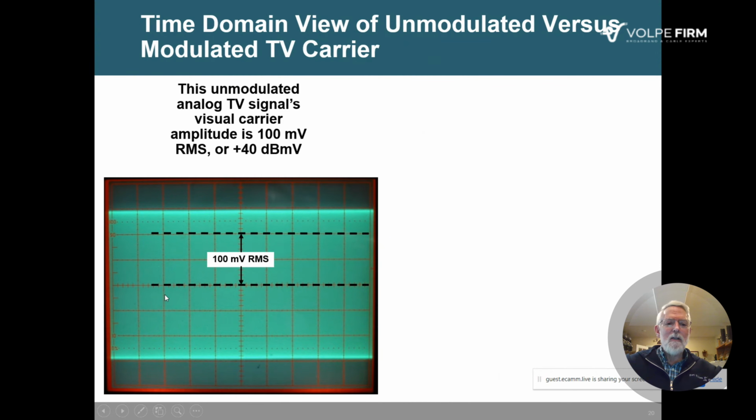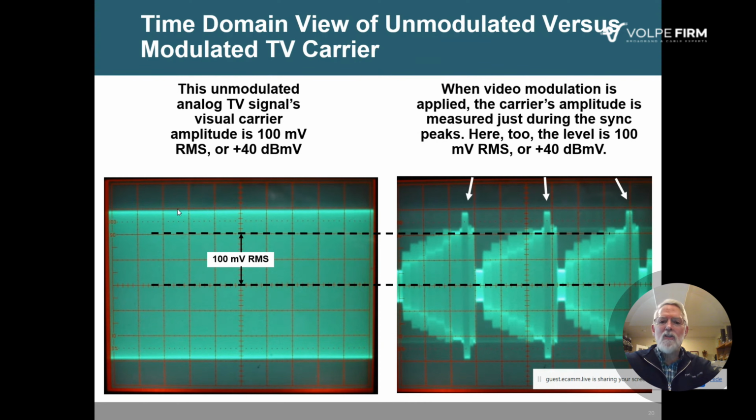So in this case, this is an oscilloscope display. We've got time in the horizontal axis, amplitude in the vertical axis, and the RMS value of this is 100 millivolts, that's 40 dBmV. If we apply modulation, and remember, this is NTSC, so we've got 1 volt of baseband video going to the input of the modulator, note what happens. The sync pulses stay at the same amplitude as the unmodulated carrier. And in this case, the level is still 100 millivolts.